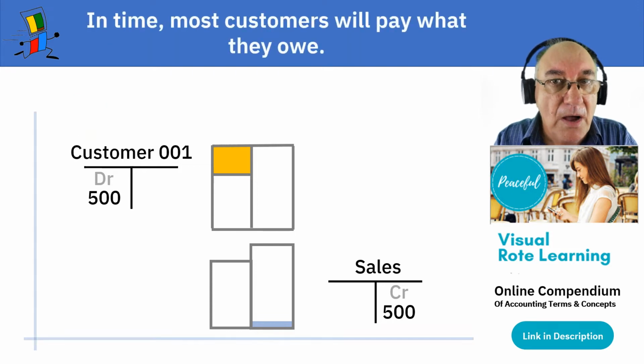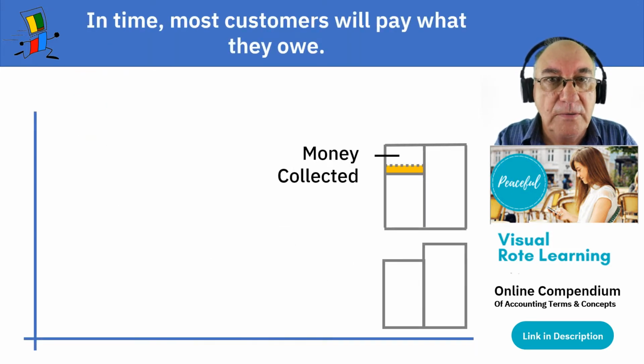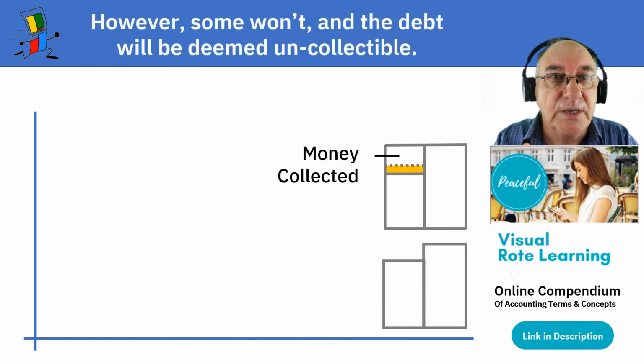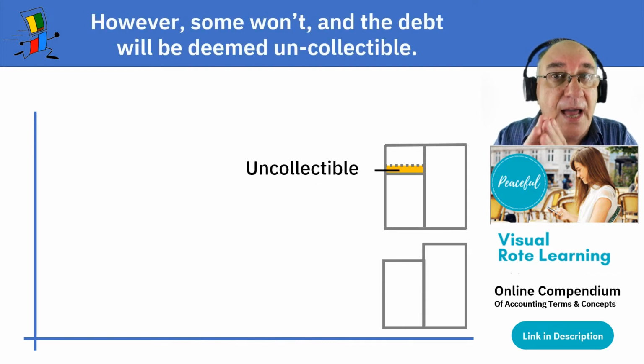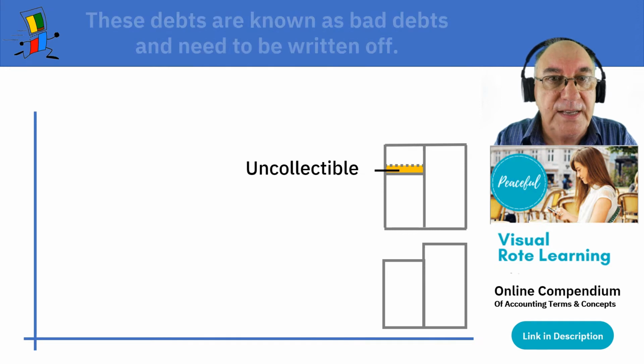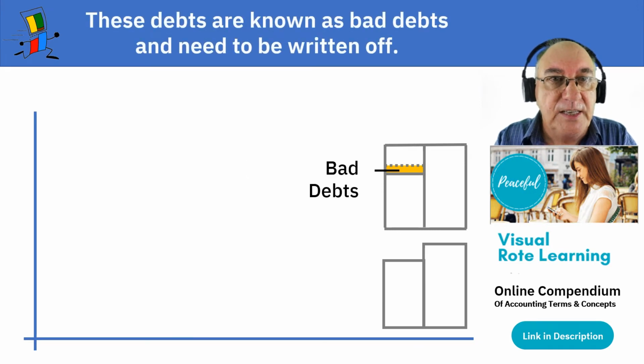In time, most customers will pay what they owe. However, some won't, and their debt will be deemed as uncollectible. These debts are known as bad debts and need to be written off.